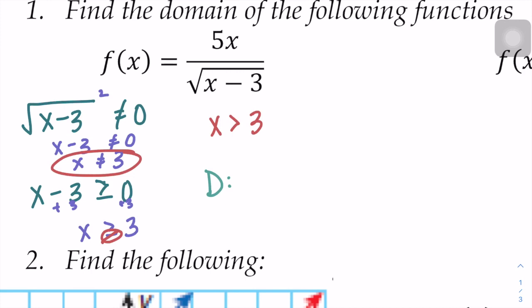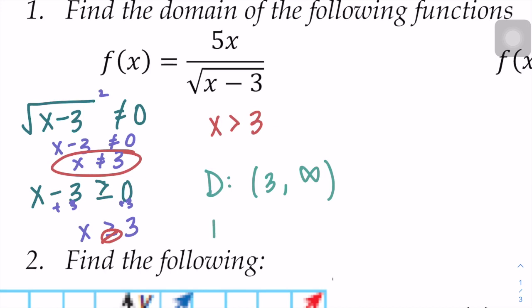Well, we need to start with D, or you can write out the word domain and your colon. And then I want you to write it in set notation, so you could write it just with your parentheses. We can start at 3, and because it's greater than, we go to infinity. Can't ever equal infinity, so make sure you use your parentheses. If this had an equal to, we would use brackets, so remember those rules. You might want to look over that.